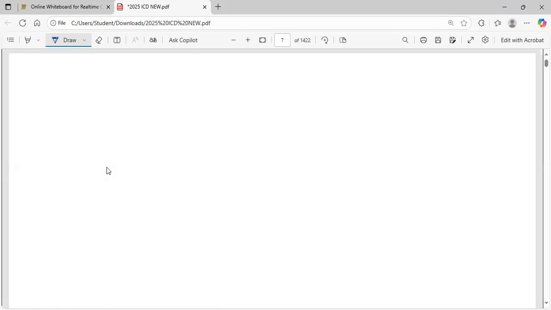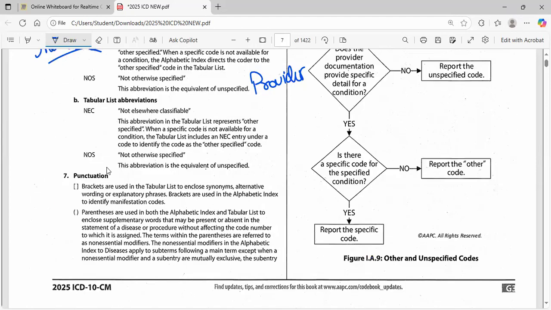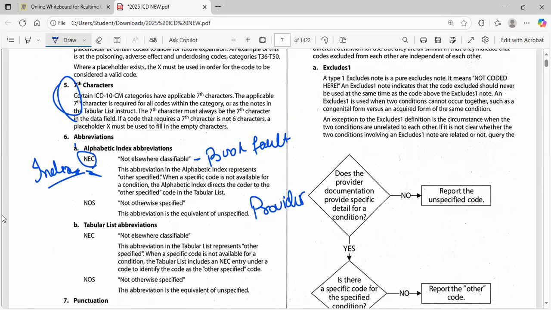Next topic we have NOS. So let's take a brief look at the NEC. Even in the manual it was mentioned, this abbreviation in the alphabetic index represents other specified. So NEC represents other specified. And we have to use this when a specific code is not available for a condition, then we have to use NEC.